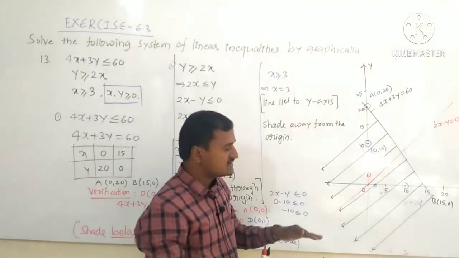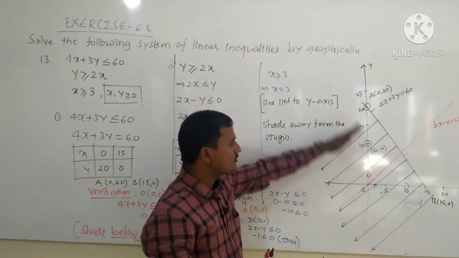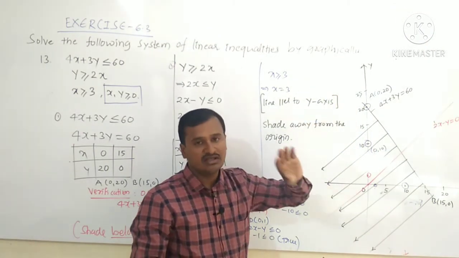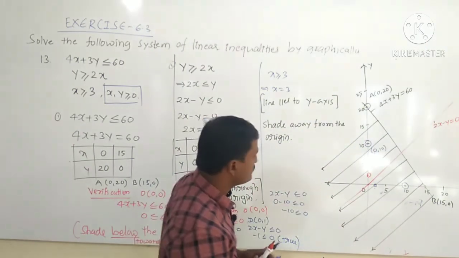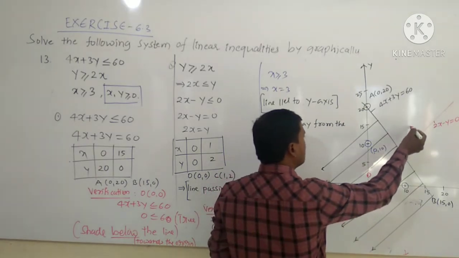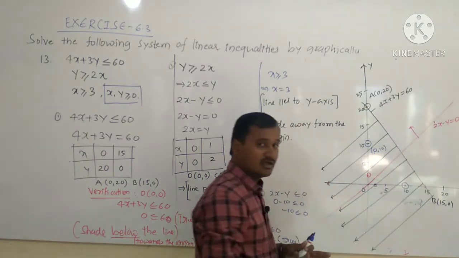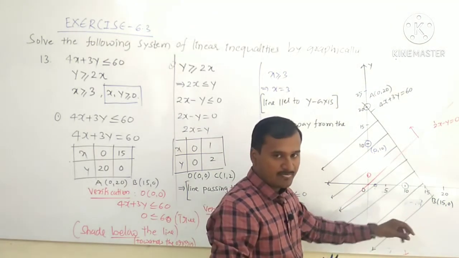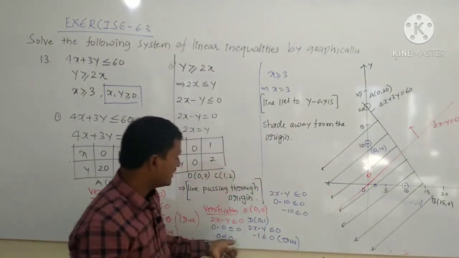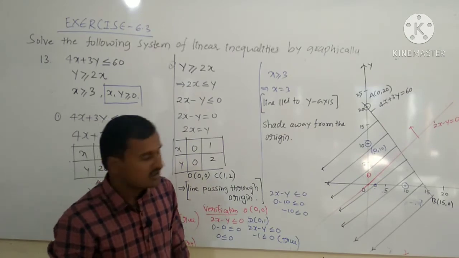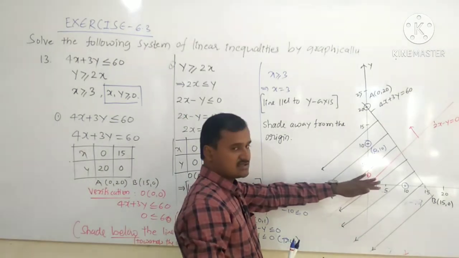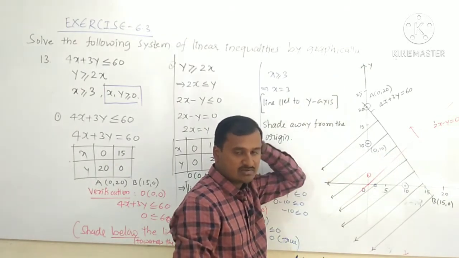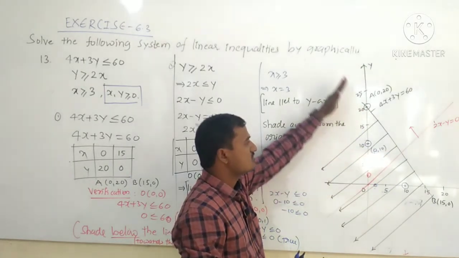If it is true, it means the point lies above this line. The point above this line satisfies the given inequality. Hence, we have to shade above the line, not below the line. If you shade the region below the line, then in that case you are getting a false statement. So hence the point lies above this line, satisfying the inequality. Hence, we have to shade.